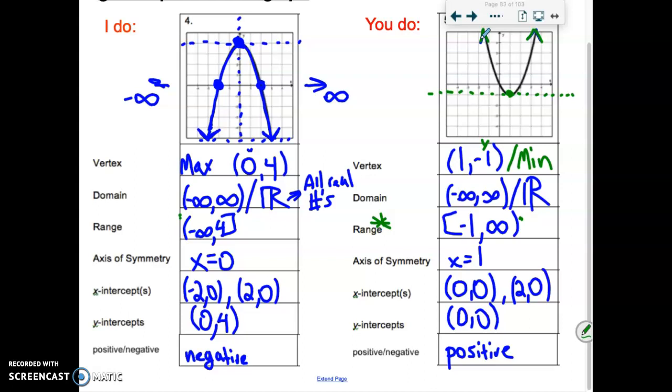Moving on, the axis of symmetry is x equals 1. Again, the vertical line that cuts it in half. X-intercepts are at (0, 0), right here, and (2, 0), and the y-intercept is also, in this case, at (0, 0).